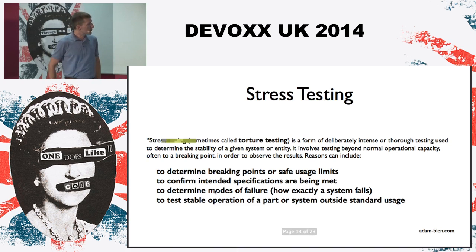To confirm intended specifications are being met, yeah. For instance, I think it's called a stay-away test. I don't even know, where you can increase every few minutes the amount of users and see when the application server breaks. And also, what's interesting, this is a really nice input for throttling.